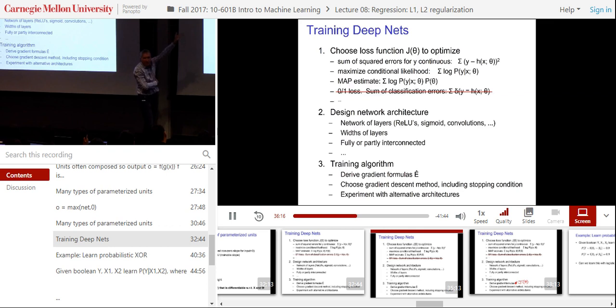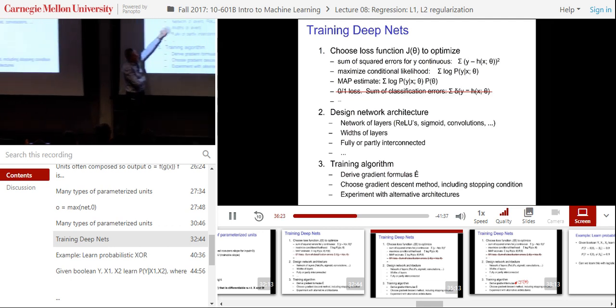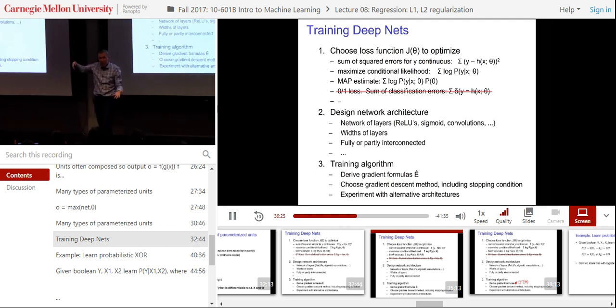Okay, so step 1, choose a loss function. Step 2, design the network architecture. Decide what kind of a network structure you want and what kind of units you want in there. And there's plenty of art here. This is not always a science. Although when we talk about convolutional neural nets next time, you'll see that there is sense to why people choose particular kinds of network architectures for particular kinds of application.